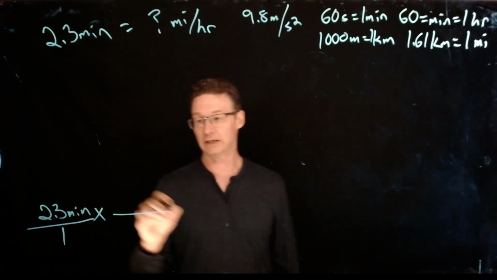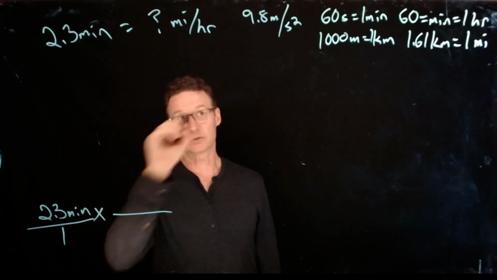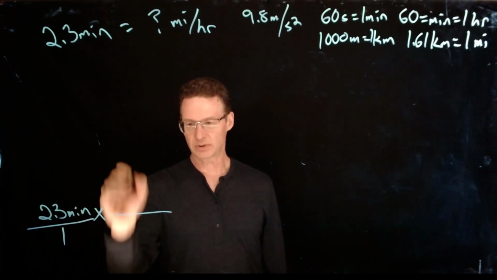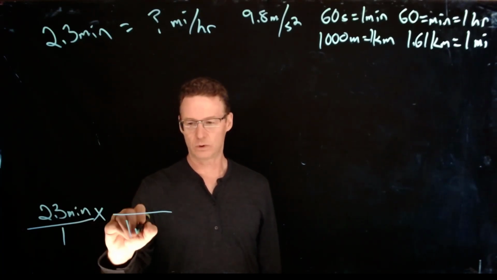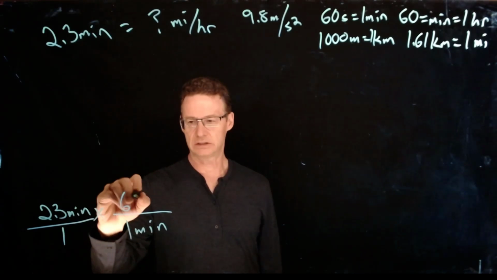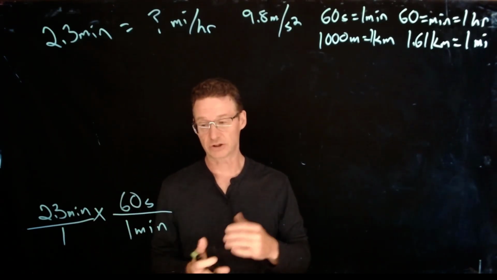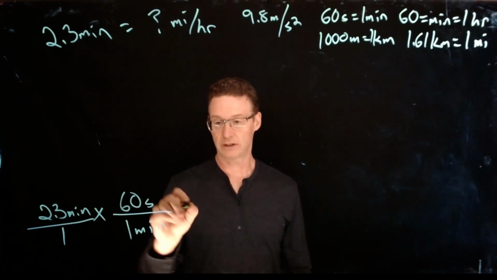So let's take a look at 9.8 meters per second squared. I've got my time in minutes, but I want to convert that to seconds. 1 minute is 60 seconds. Okay, so now it's in at least the common unit with the acceleration, and we'll worry about how to get to hours later.